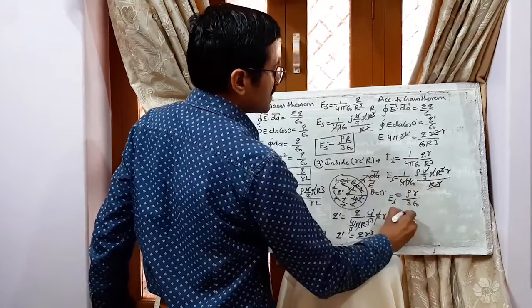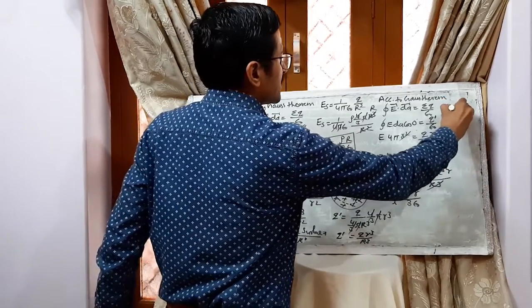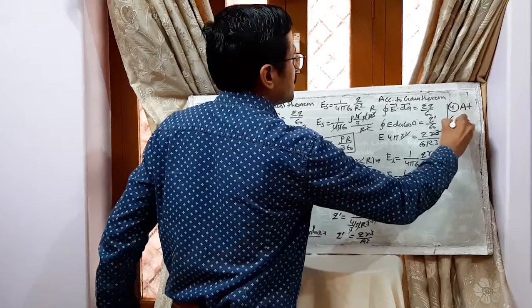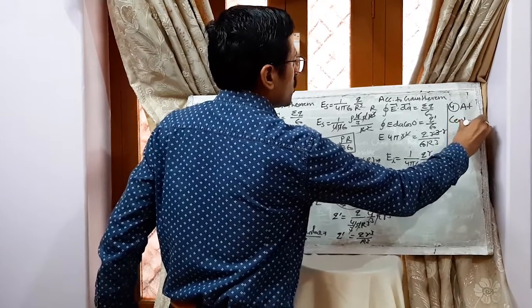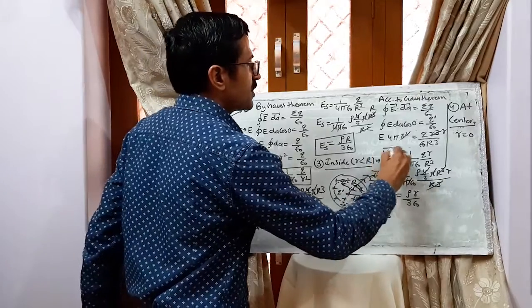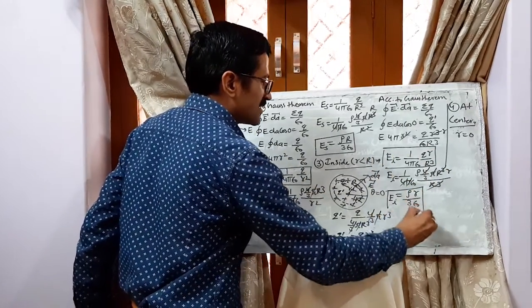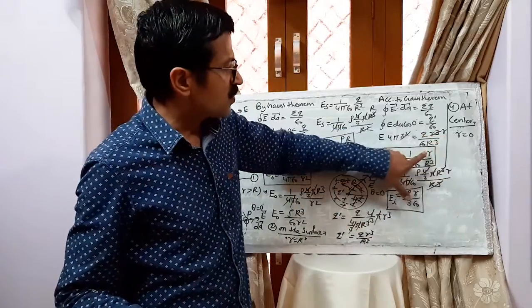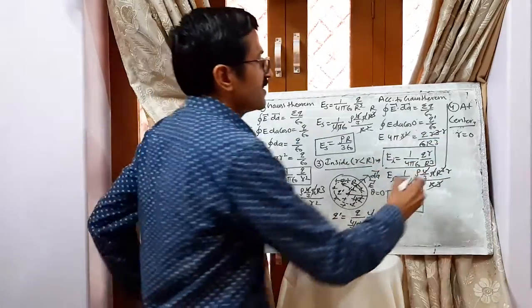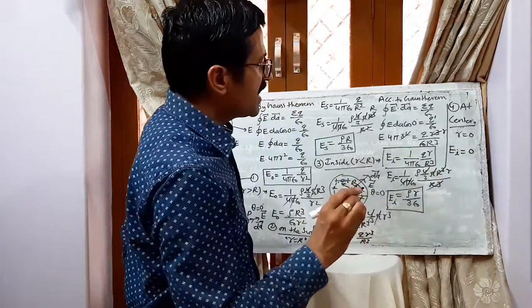Now, the other thing is, what about at the center? The electric field at the center is the fourth point. You know, at the center small r will become 0. In these two cases, inside, small r is there, here also small r is there. Let us put the value of small r as 0 here and here. Then at the center, the electric field intensity will be 0. E inside will be 0.